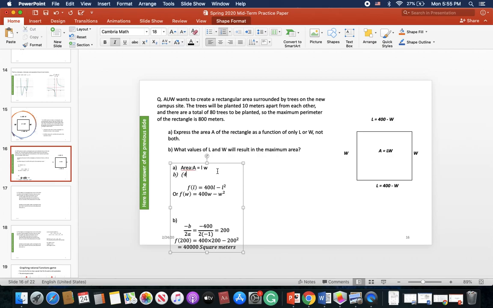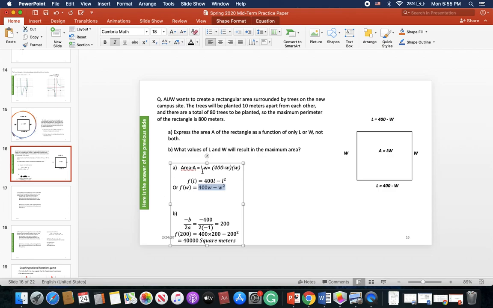400 minus W into W. So 400 minus W into W, let me write it, equals 400 minus W into W, let's close the bracket. Now if you multiply 400 into W, that means 400 W, and this line will match now. 400 W, and W into W means W square. This is how it comes.